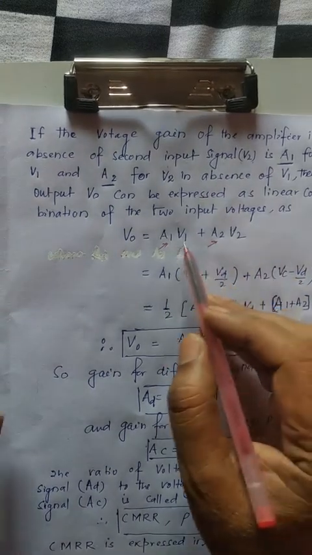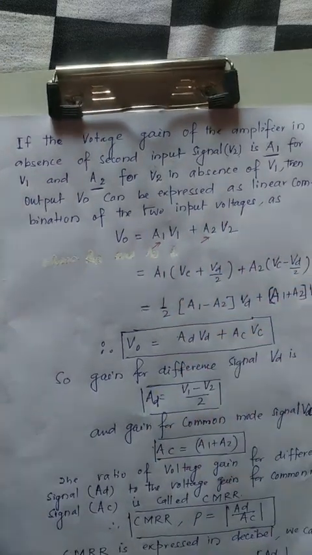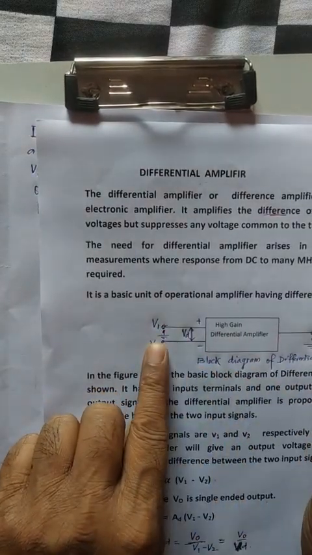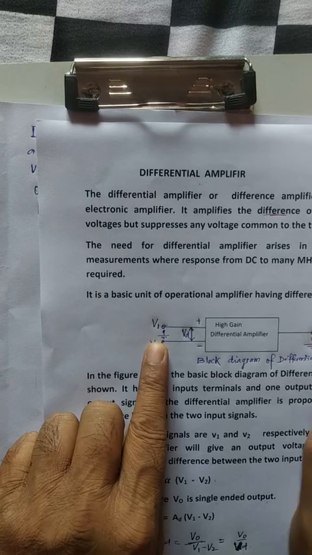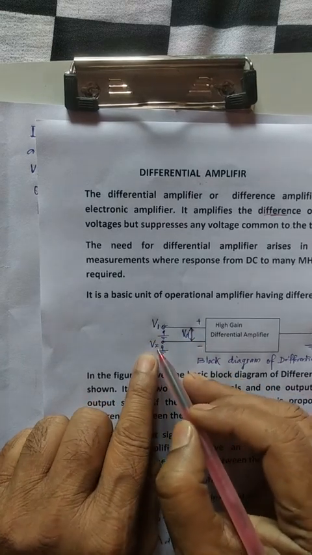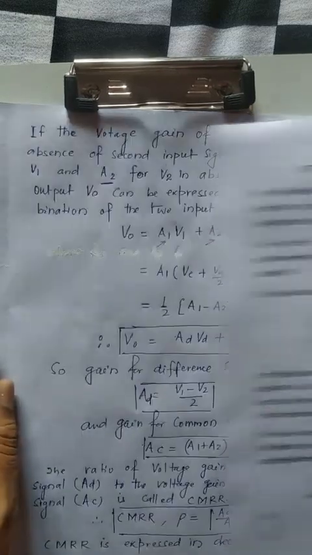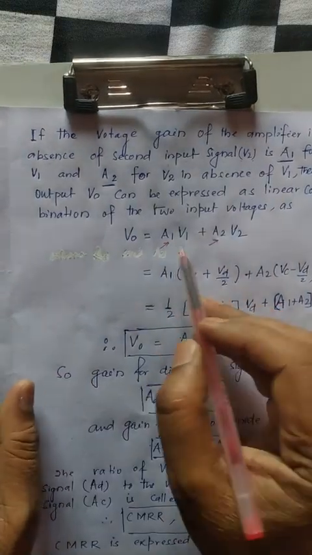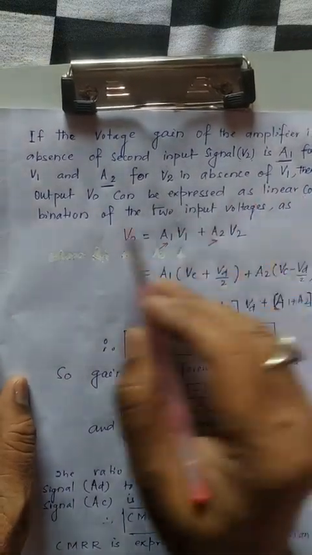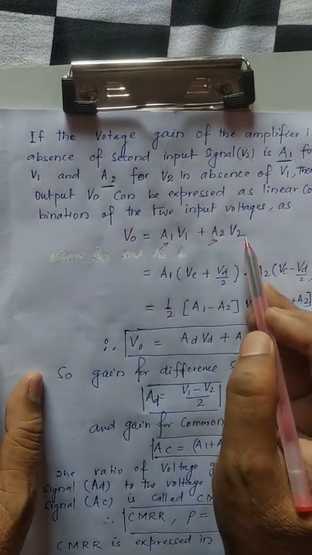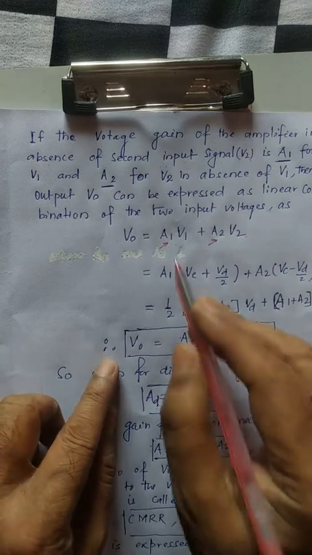So let us discuss one by one. If V2 is absent, the gain factor is A1. If V2 is present and V1 is absent, the gain factor is A2. We may express the output as a linear combination of the two input voltages: VO is equal to A1 V1 plus A2 V2.